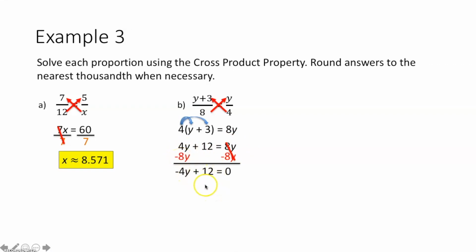Now I got to move my constants to the right. I start with anything added or subtracted to my variable. So I start with this positive 12, so plus 12. What's the opposite? I subtract 12 from both sides to move it. These cancel out. I'm left with negative 4y is equal to negative 12 because 0 minus 12 is negative 12.